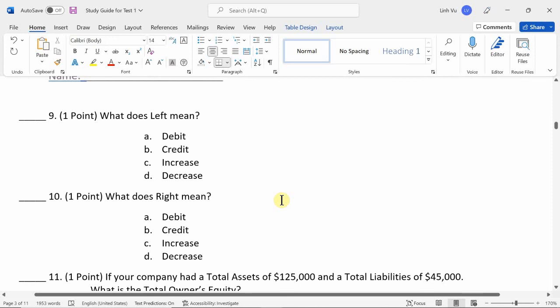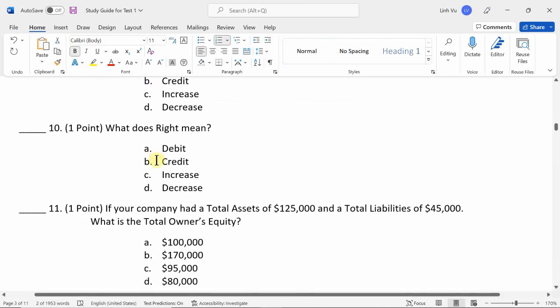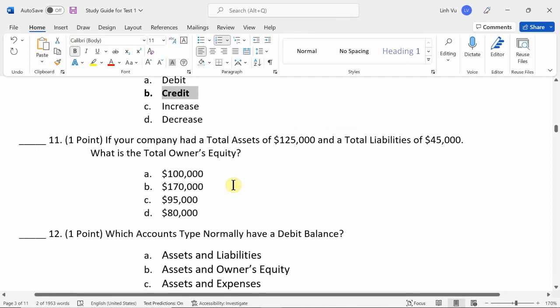All right. Question number 9. What does left mean? A, Debit. Good. What does right mean? Credit. Yep, it means credit. Okay. All right, number 11.